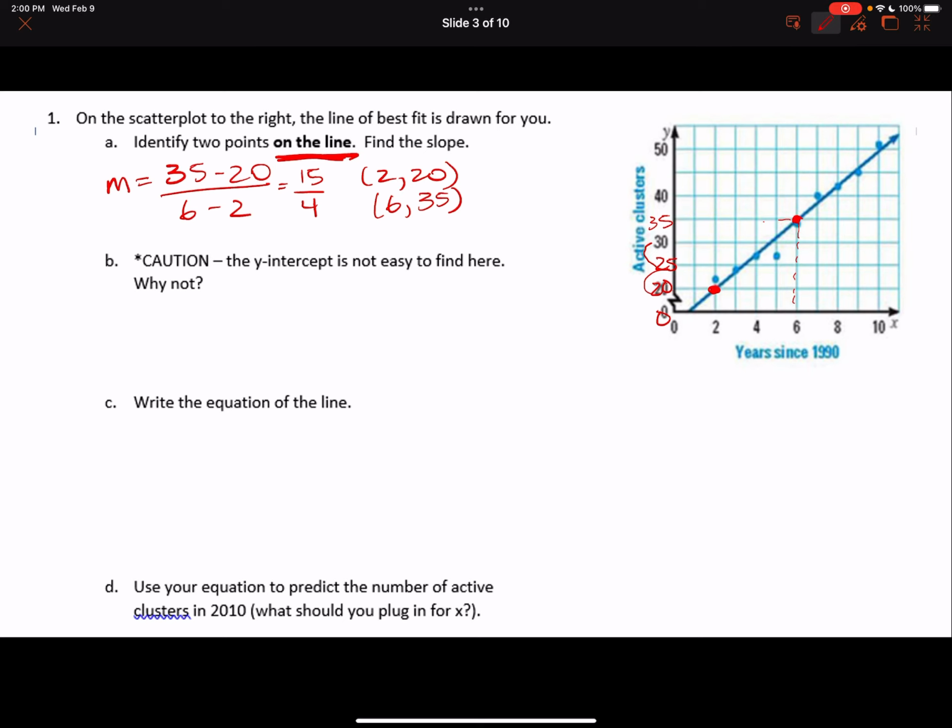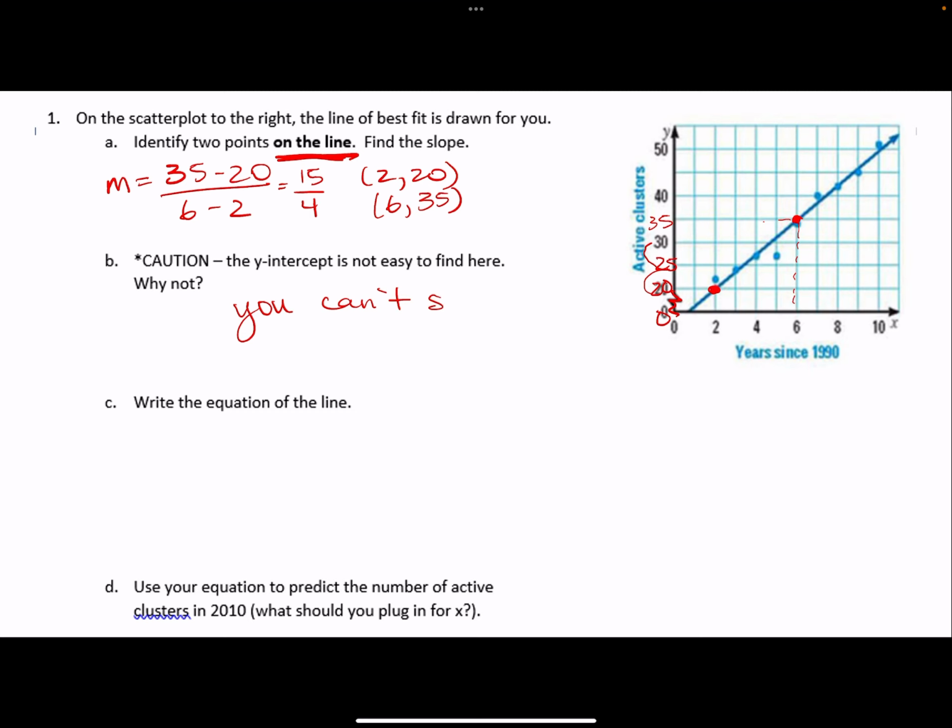So a break means that we're kind of missing all those numbers in between 0 and 20. So you can't find the y-intercept here. You can't find it, or you can't see it.